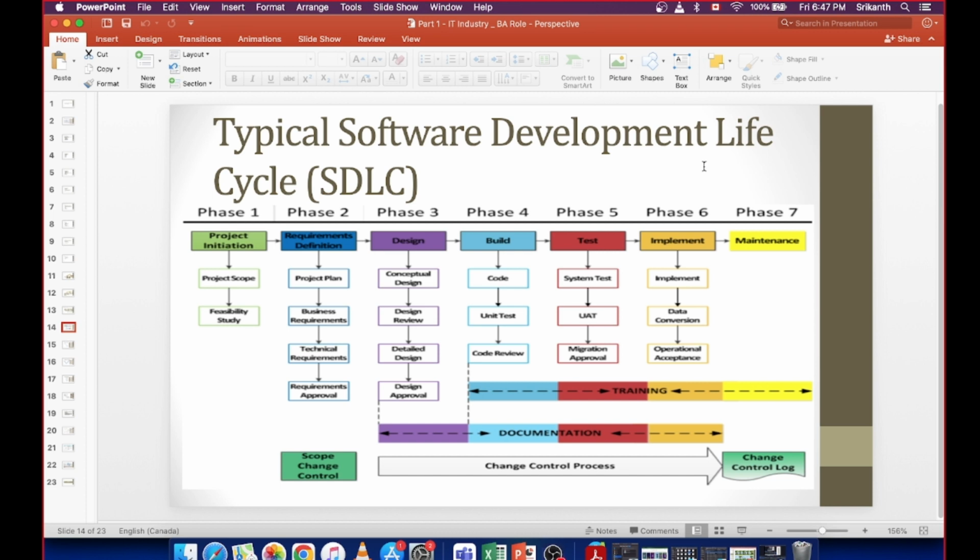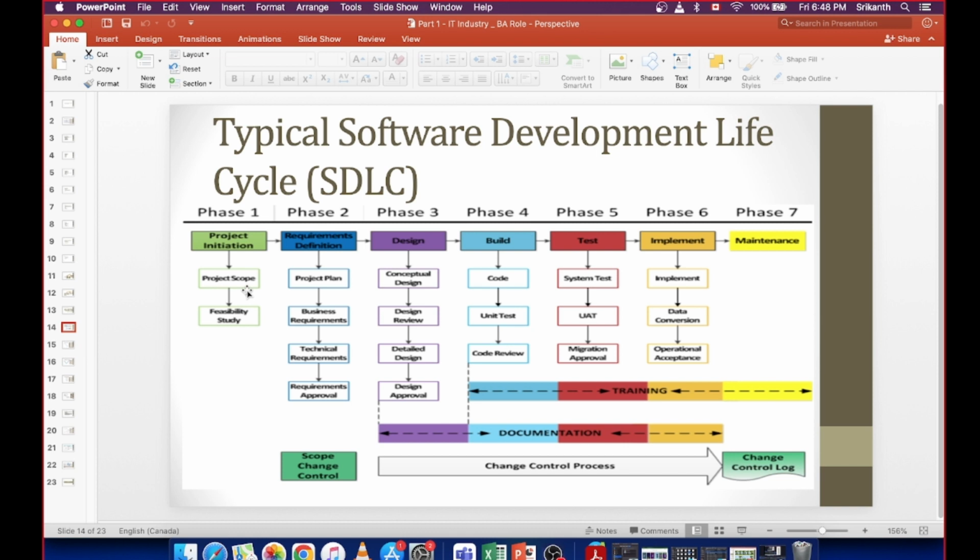But whatever methodology you take, you will have the project initiation where the project scope is defined. So remember these terminologies. These are very important when you talk in the interviews. You should be using these terminologies. Project scope means what all comes into the project, what all is covered.